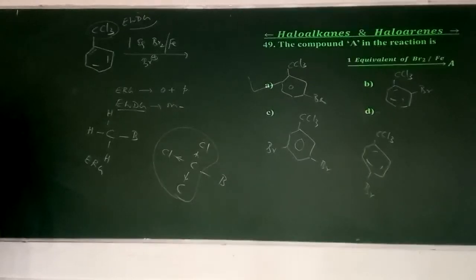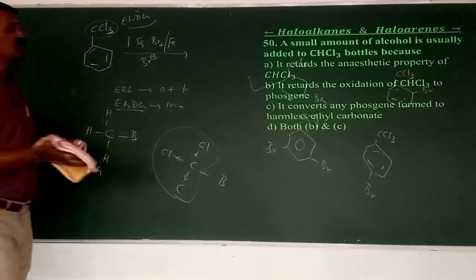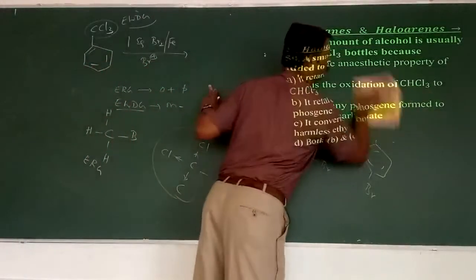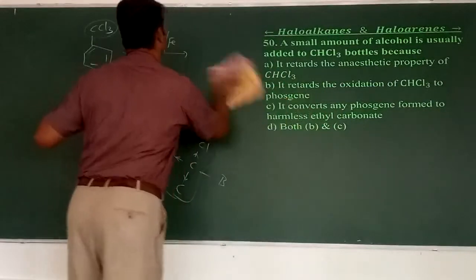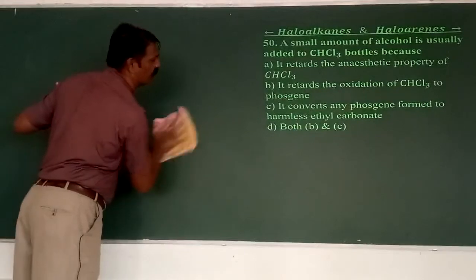Next, we will have the 50th here. A small amount of alcohol is added. A small amount of which one? Alcohol is usually added to the chloroform bottles. Why? Because it retards the oxidation of chloroform to phosgene, and it converts any phosgene formed to harmless ethyl carbonate.